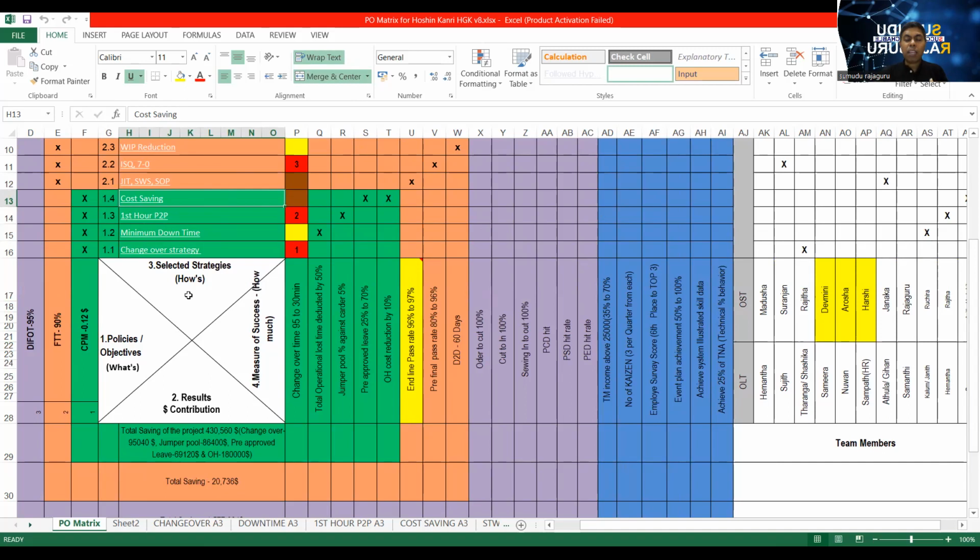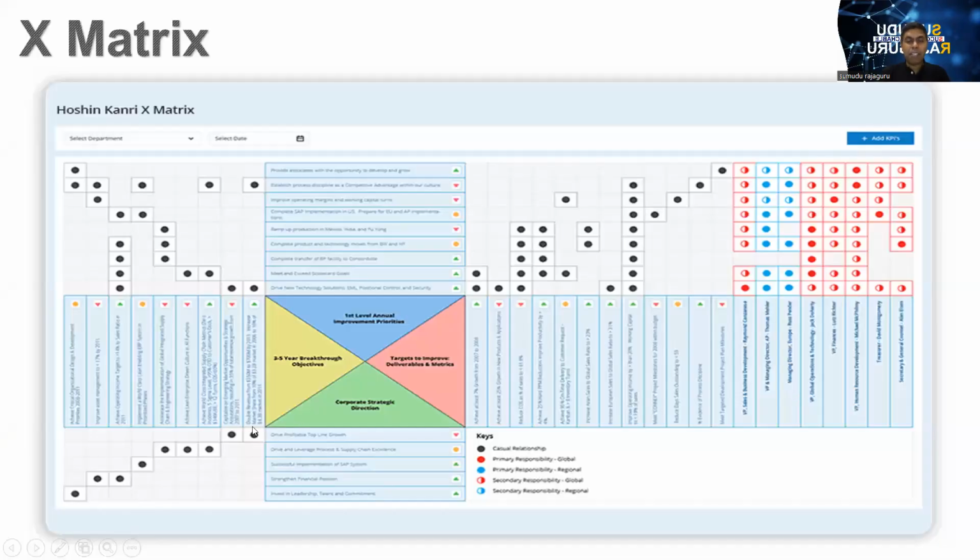So I would like to tell again, the X matrix is the practical approach when we bring the Hoshin Kanri mechanism into the operation flow in the organization. So the X matrix is the practical scenario. So we have to do the X matrix. I think now you may have a little bit of understanding about the X matrix also. So again, I'm moving to the presentation. This is the X matrix we discussed.